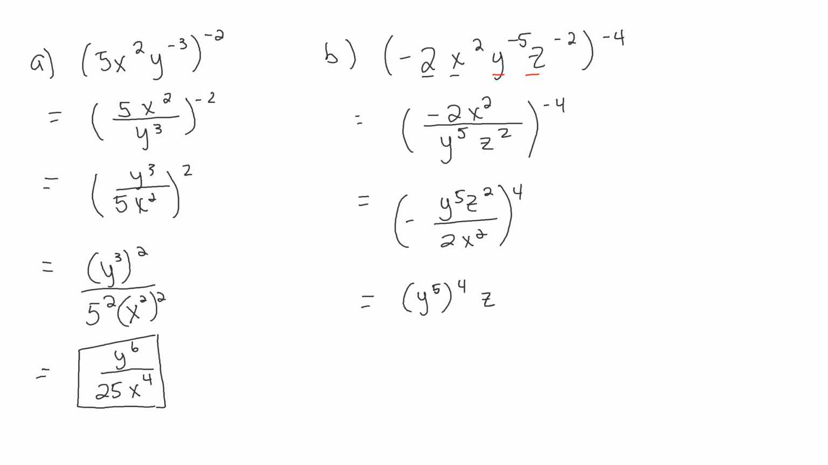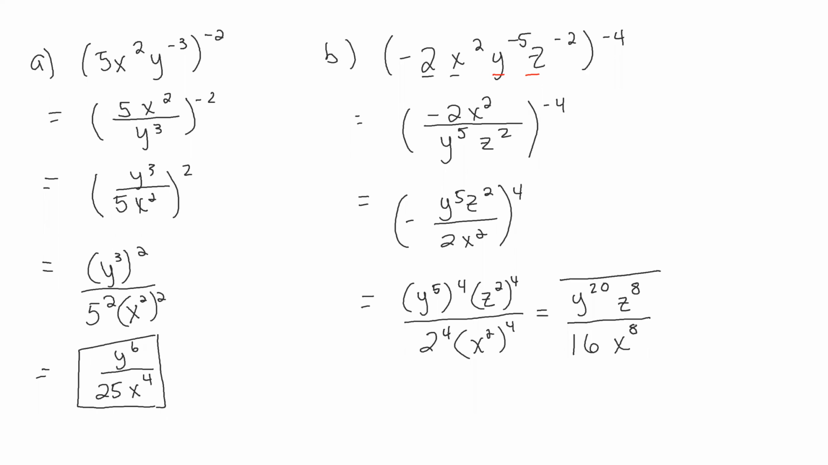So I get y to the 5th to the 4th, z squared to the 4th, 2 to the 4th, and then x squared to the 4th. If I simplify, y to the 5th raised to the 4th is really just y to the 5 times 4, or y to the 20th. Z to the 2nd raised to the 4th is z to the 2 times 4, or z to the 8th. 2 to the 4th is 16. And then x squared to the 4th is really just x to the 2 times 4, or x to the 8th. And that's your final simplified answer.